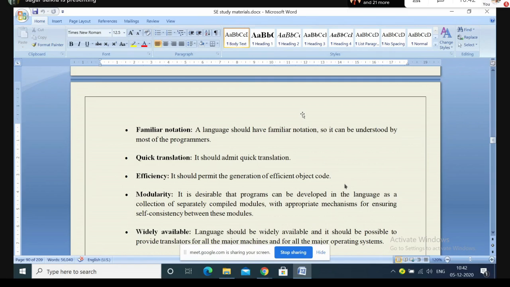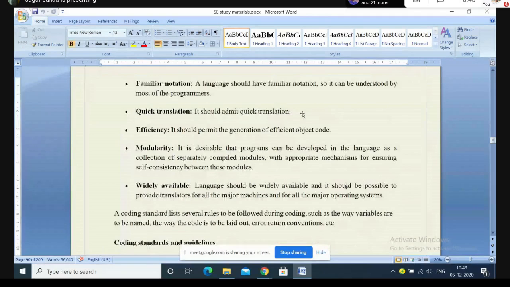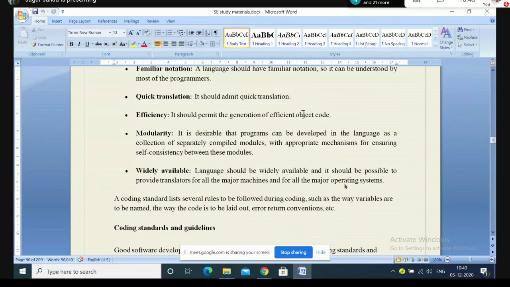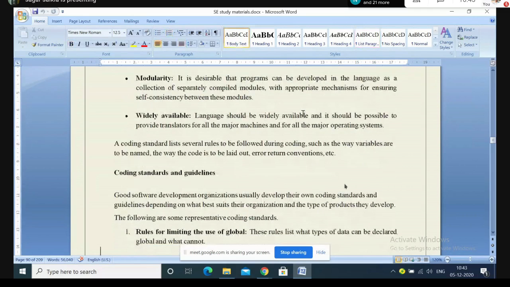It should be able to be translated quickly to different languages. Then it should be efficient. That means the language should be able to generate the object code or the machine level code very quickly. Modularity: the programming language should support it. That means even if there are many modules or parts of the software, it should be possible to make use of the modules very efficiently. And the language should be widely available, in open source, or somewhere you can download the installer very flexibly.